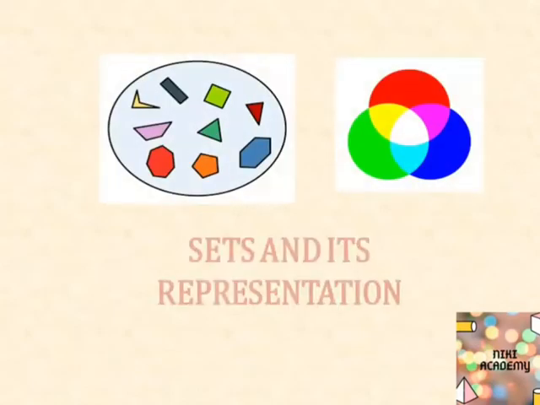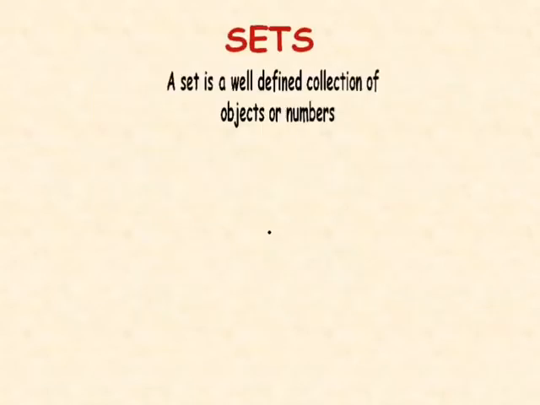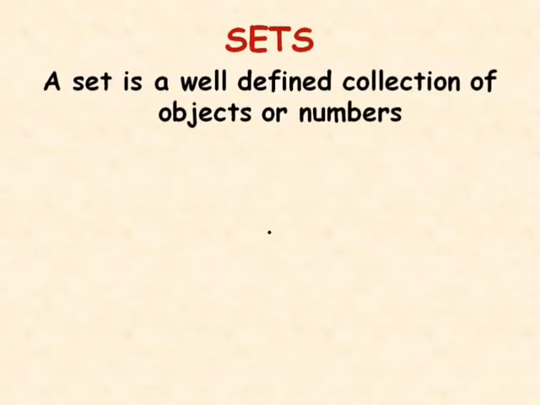Hi everyone, today we are going to discuss sets and their representation. Now what is a set? A set is a well-defined collection of objects or numbers. Here, well-defined collection means that for a given specific object, it must be possible for us to decide whether the object is an element of the given collection or not.